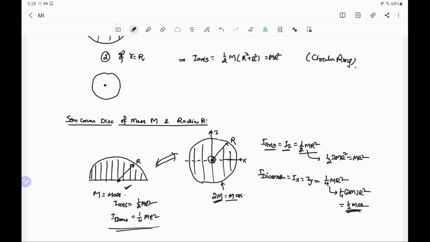Next we will find the moment of inertia of a rod about the perpendicular bisector.